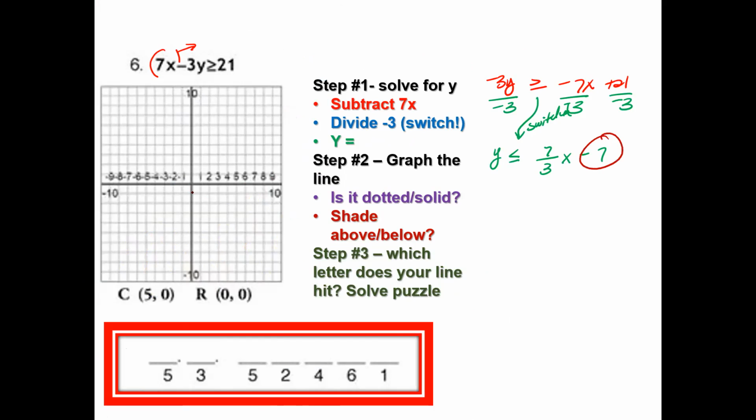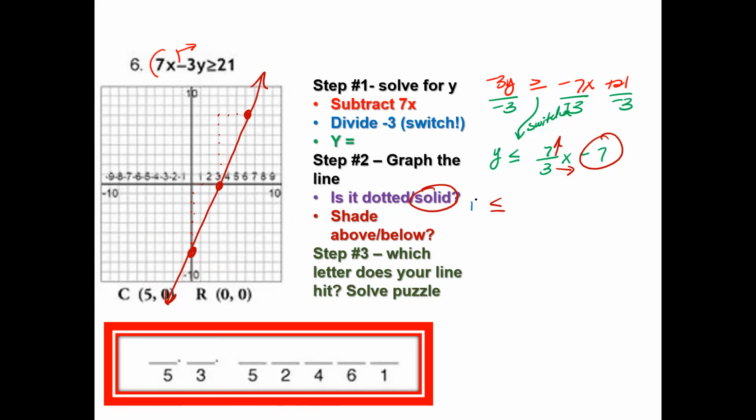Let's start at negative 7. 1, 2, 3, 4, 5, 6, 7. And then if you look at this, you're going to go up 7 over to the right 3. Up 1, 2, 3, 4, 5, 6, 7 over 1, 2, 3. It is going to be a solid line because there's an equal sign there. So we're going to draw the dots, connect them.